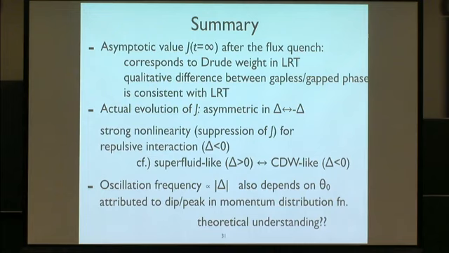Also, we find some oscillation in the total current in the approach to the asymptotic value. This oscillation frequency is roughly proportional to the absolute value of the interaction, but also depends on the initial value of the flux, or amplitude of the electric pulse. This oscillation can be attributed to the dip and peak in the momentum distribution function, but we don't know yet exactly how this appears. So I would appreciate your suggestions or input. Thanks for your attention.